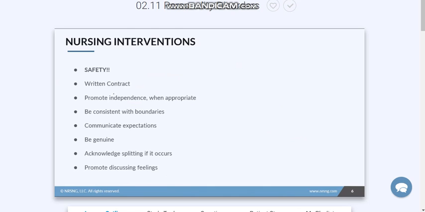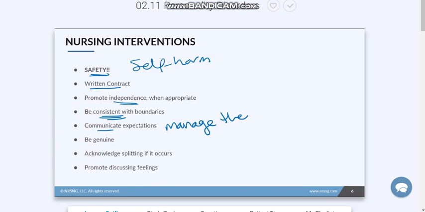So that being said, safety is always our number one priority. We assess for self-harm. We may possibly create a written contract with them stating that they won't harm themselves or anyone else while they're in our care. We also want to promote independence whenever possible, but we still need to be consistent with our limits and boundaries. We also need to make sure that we communicate our expectations as well as managing their expectations. So they need to know what we expect them to do, and they also need to know what we will and won't be doing for them.